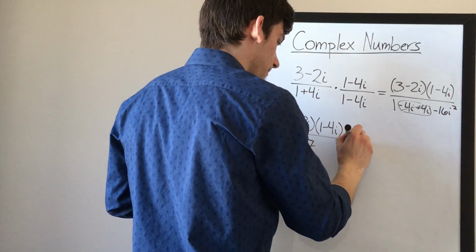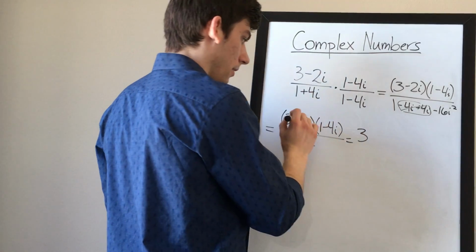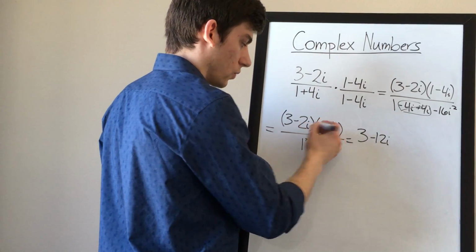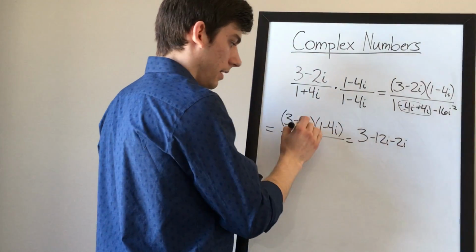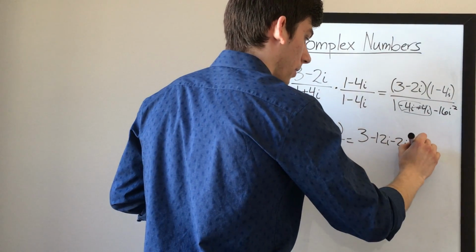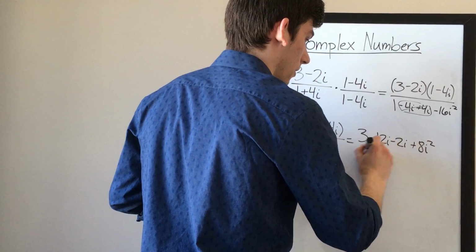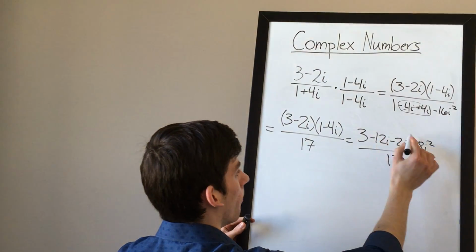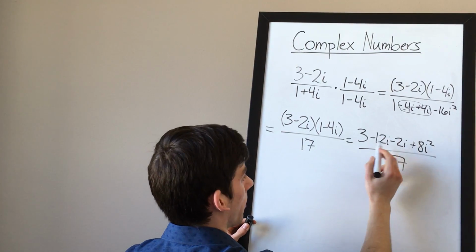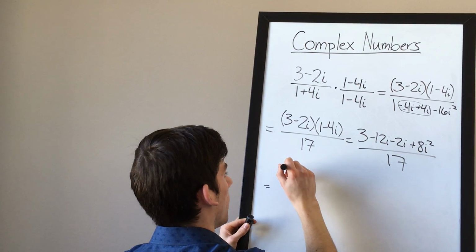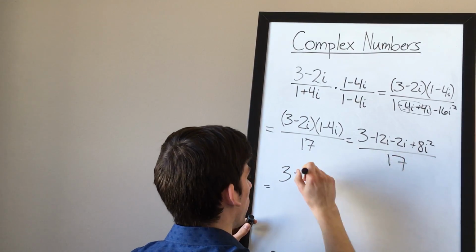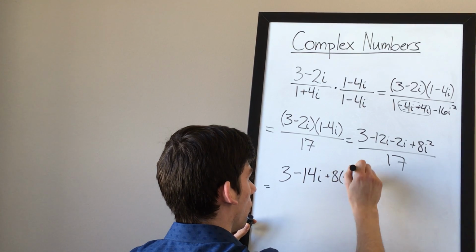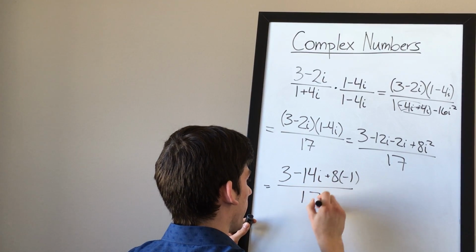So multiply it through, we'll get 3 times 1, 3. 3 times negative 4i, so negative 12i. Negative 2i times 1, so minus 2i. Negative 2i times negative 4i, plus 8i squared, all over 17. So let's move finally down here. Again, combine like terms, work out the i squared. So you know this comes out to equals 3 minus what? 14i, right? Combining like terms, and plus 8 times negative 1, still all over 17.